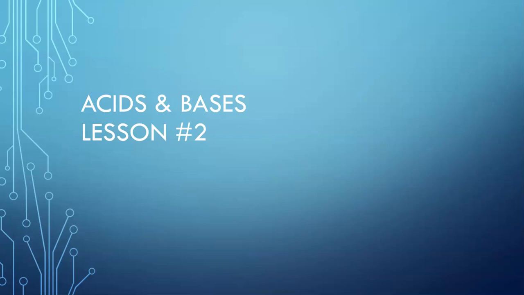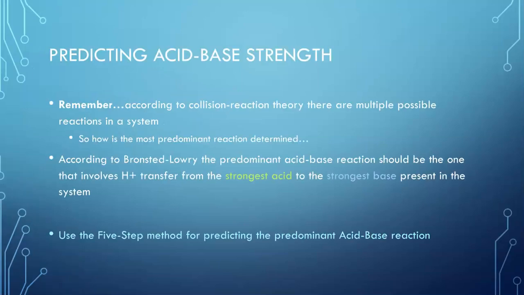This video describes how chemists use the table of relative strengths of acids and bases to predict acid-base reactions. Systems may have many different entities floating around in them. Fortunately, the Bronsted-Lowry theory tells us that the predominant reaction will take place between the strongest acid and strongest base in the system. There is a 5-step method for predicting the predominant reaction.